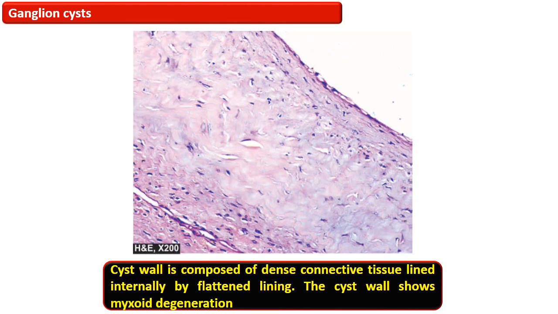This photomicrograph is showing the histopathological appearance of a ganglion cyst, which is showing that the cyst wall is composed of dense connective tissue with areas of myxoid degeneration, while the lining epithelium is flattened, or it can be devoid of any lining epithelium.